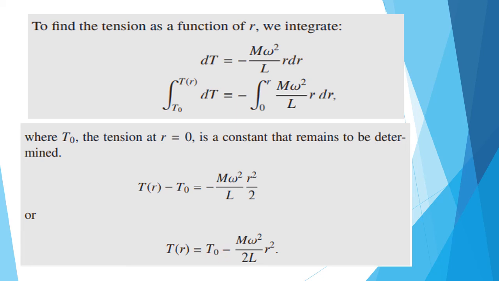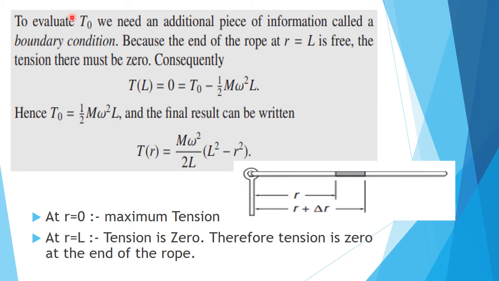Now we have to find out what T0 is. To evaluate T0, we need an additional piece of information called the boundary condition. Because at the end of the rope, r is equal to L, it is free, so the tension there must be 0. So this is our rope. It is varying along this length as we have found in the equation. It is decreasing, and at this point, at length L, tension is 0.